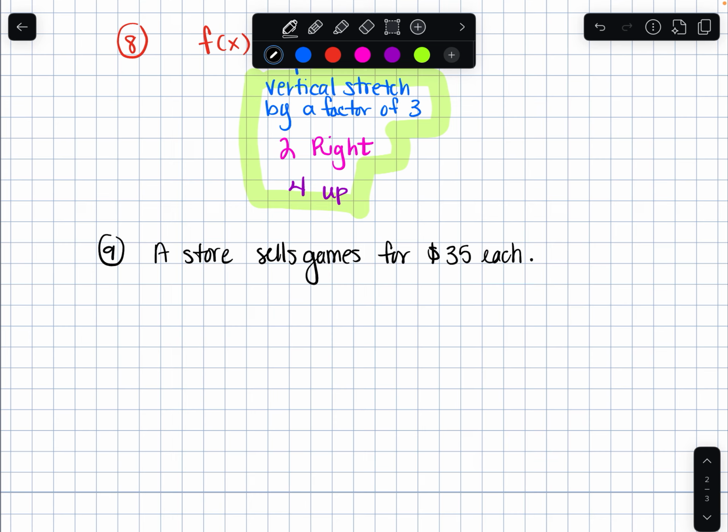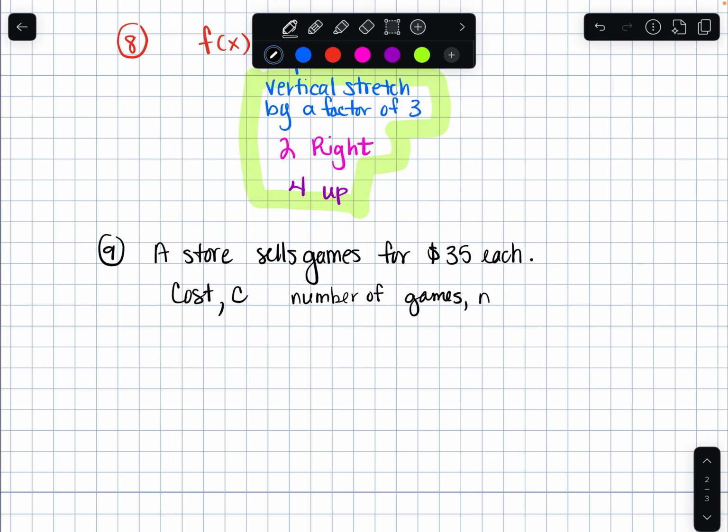What they want me to do is write a function and then say if it's continuous or discrete. And then they want me to use cost C, and then they want me to use the number of games. They want me to use the variable n.